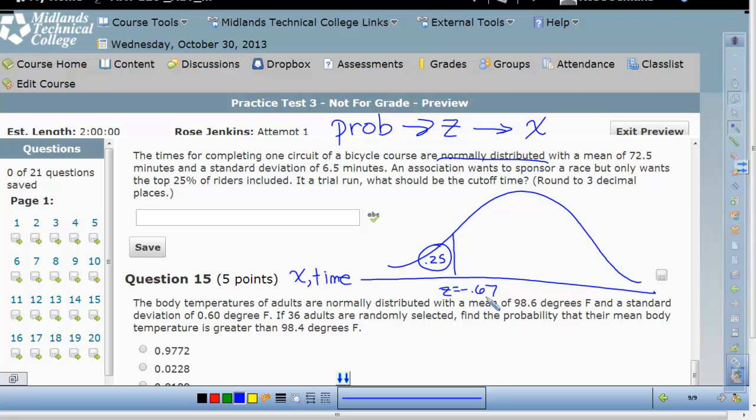Then from there we have a formula that allows us to find x. What's that formula? To find x, we say x bar plus z times s. So we get 72.5 plus negative 0.67 times 6.5. Type that up on your calculator. S is the standard deviation, the sample standard deviation.